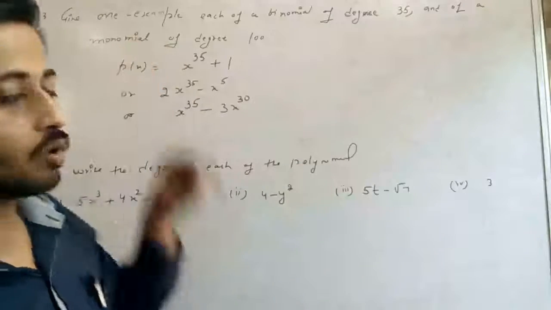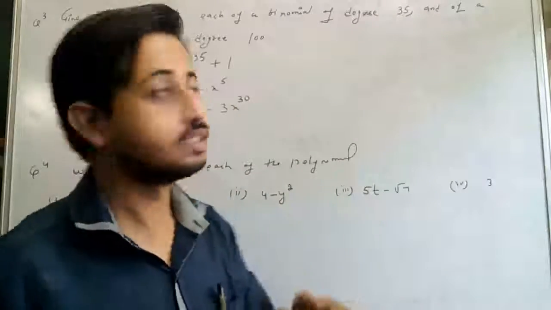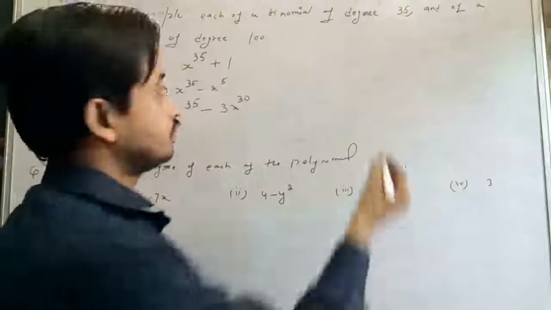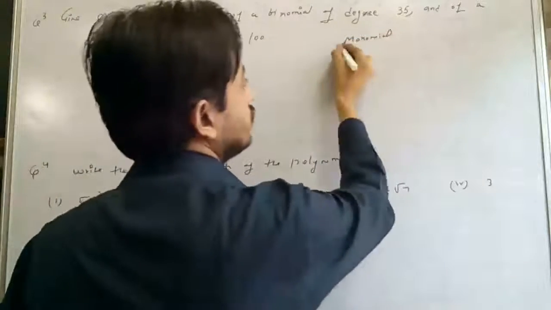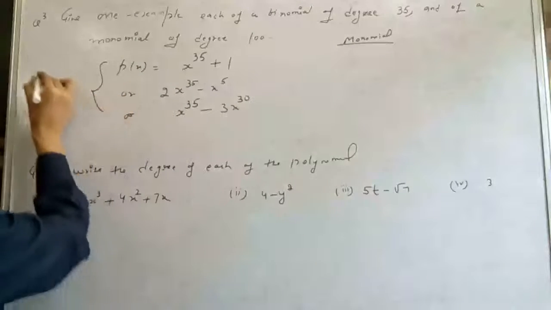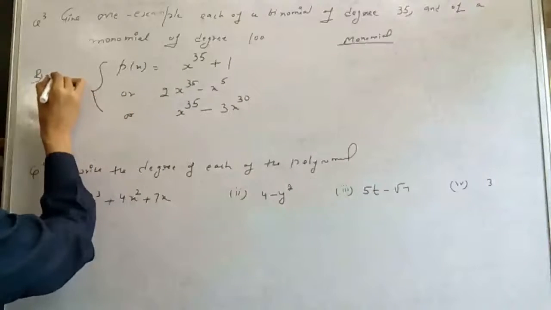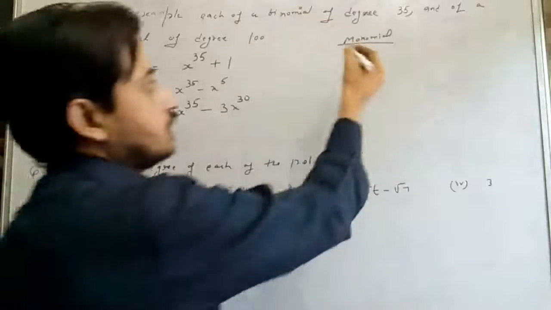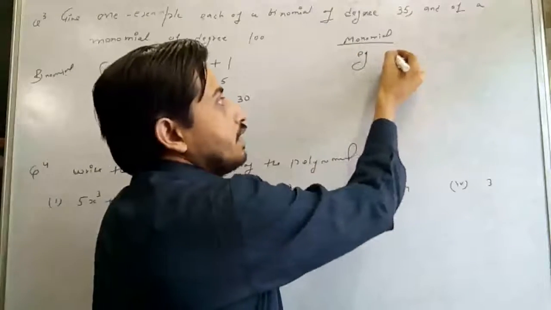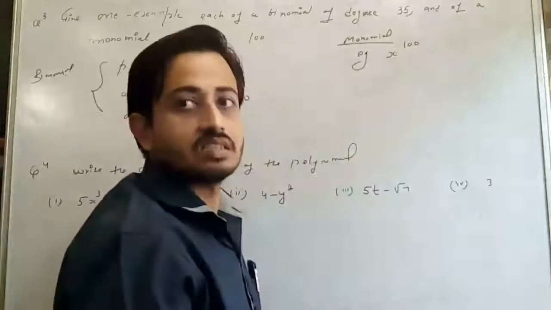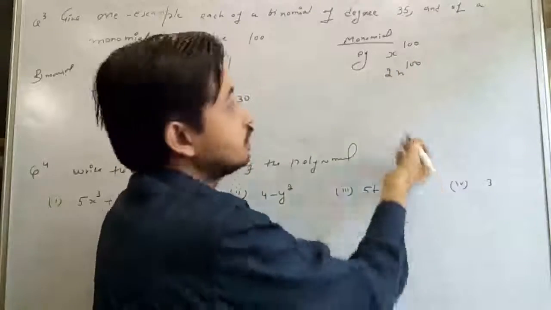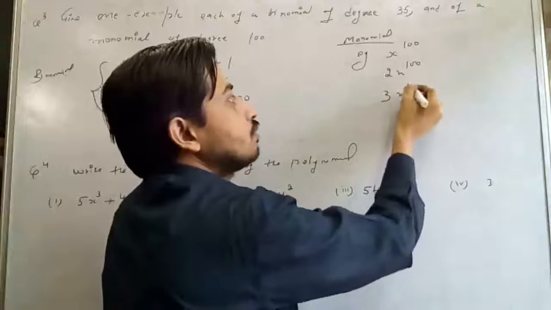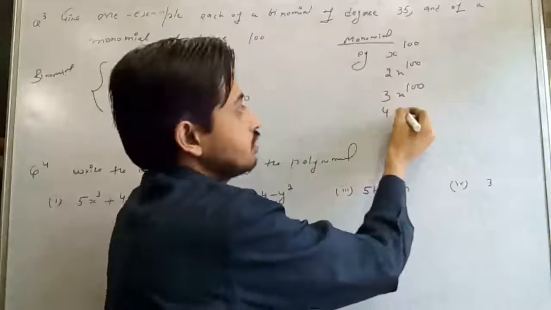Now we have to make a monomial. Monomial means we have to take only a single term, and it has degree 100. Now give an example please. I take x raised to the power 100, this is a term. If I take 2x raised to the power 100, this is also an example. If I take 3x raised to the power 100, or 4x raised to the power 100, all are examples.